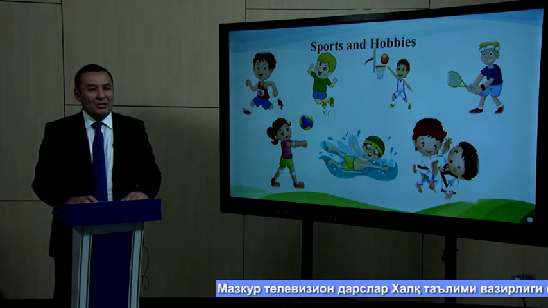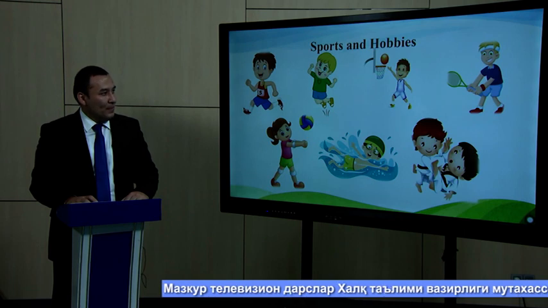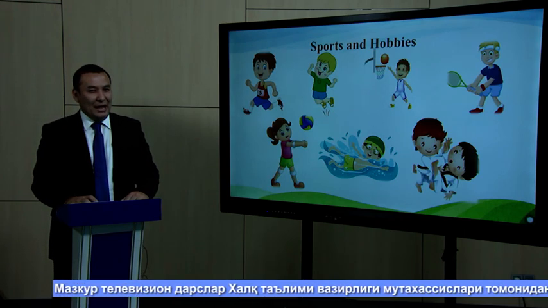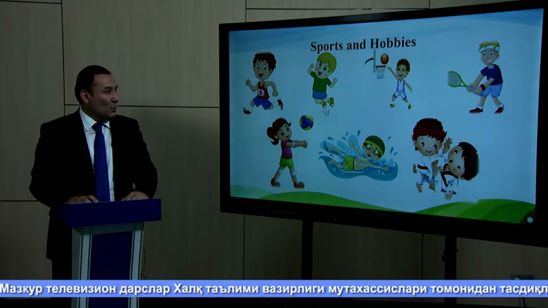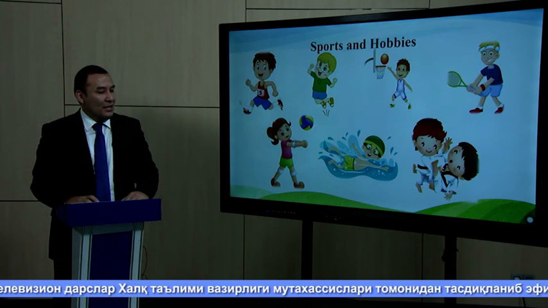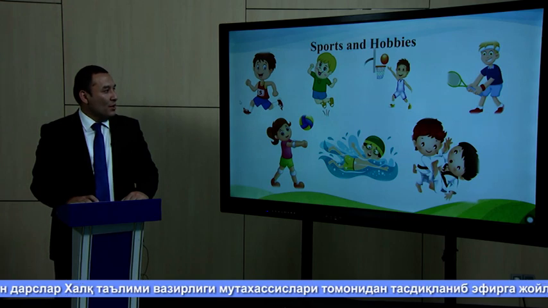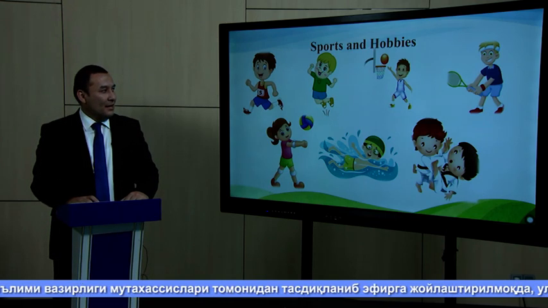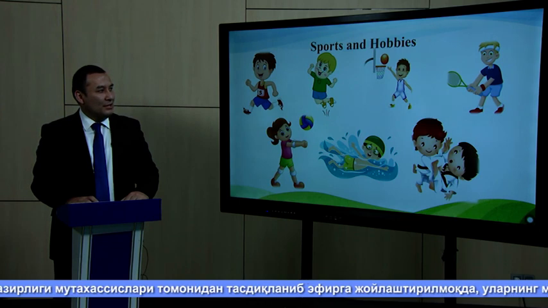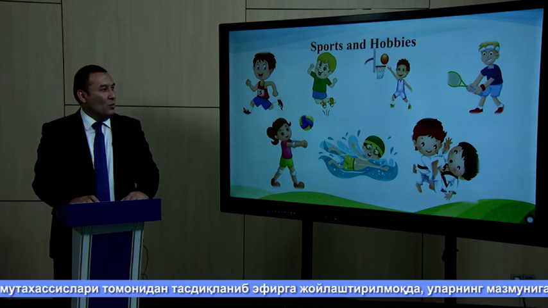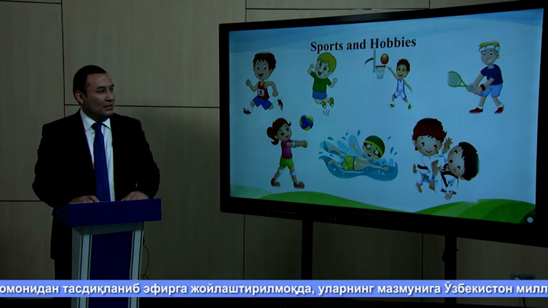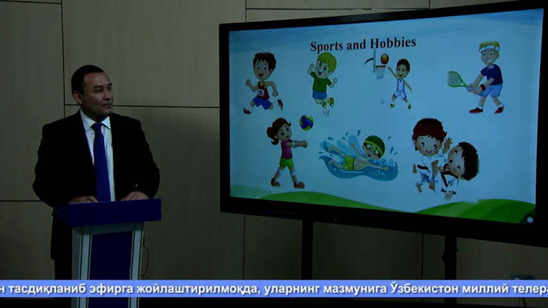So, what do you see in the picture? Let's take a look. Yes, you're right. In the picture, we can see different kinds of children and their hobbies. So, what do you see in the first picture? Yes, this is a boy. And what is he doing? Yes, he's running. And what do you see here? This is a boy. What's he doing? He's jumping. Great.